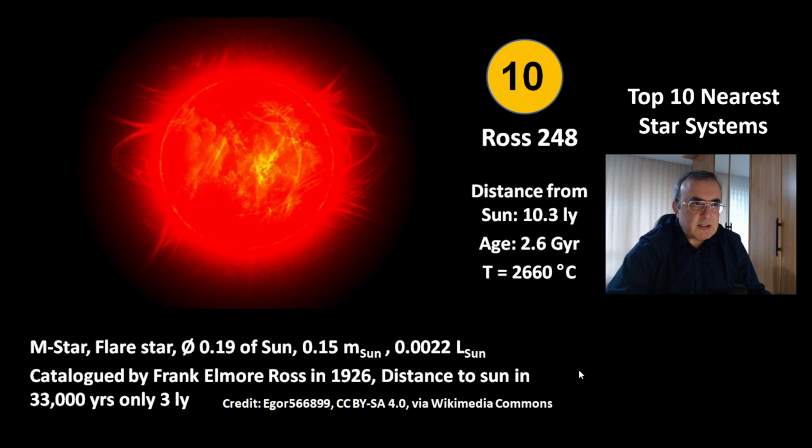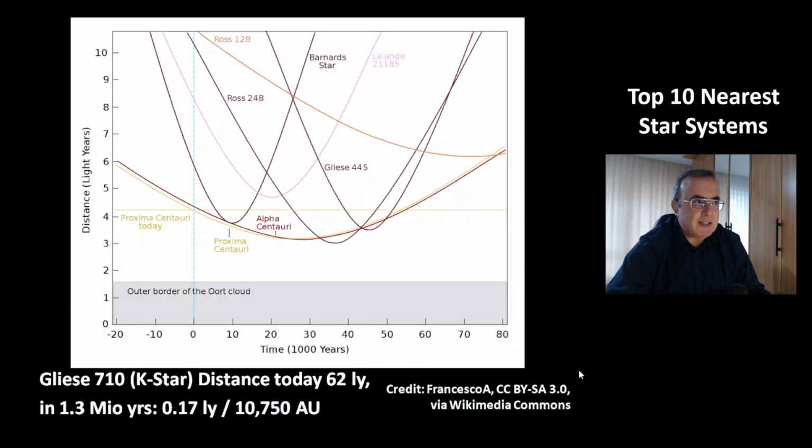And one interesting thing is this Ross 248 star is moving towards us, towards the Sun. And it will approach the Sun to 3 light years in 33,000 years. This is very interesting. It shows the movement of the stars over time.